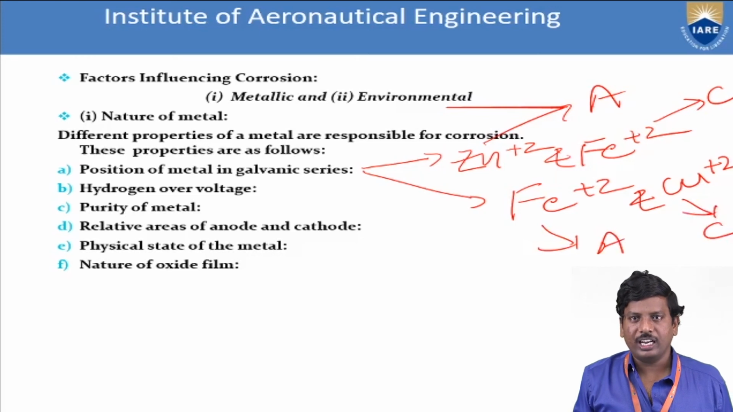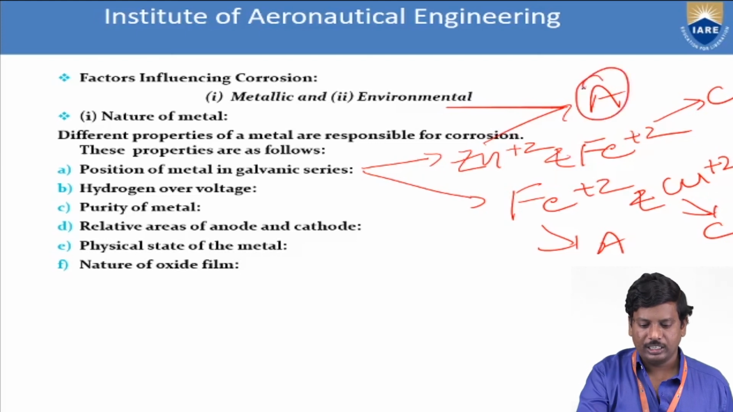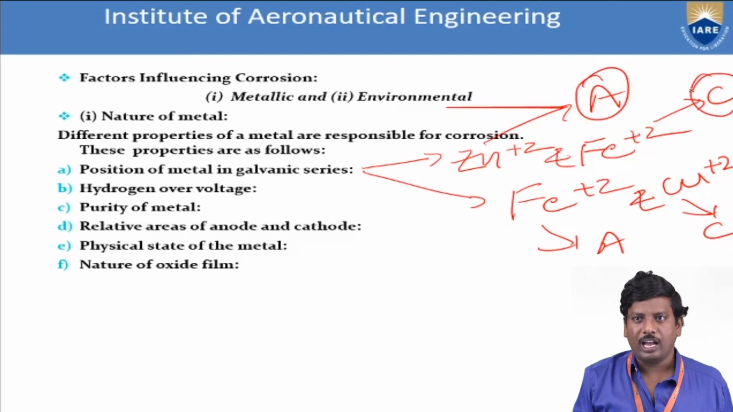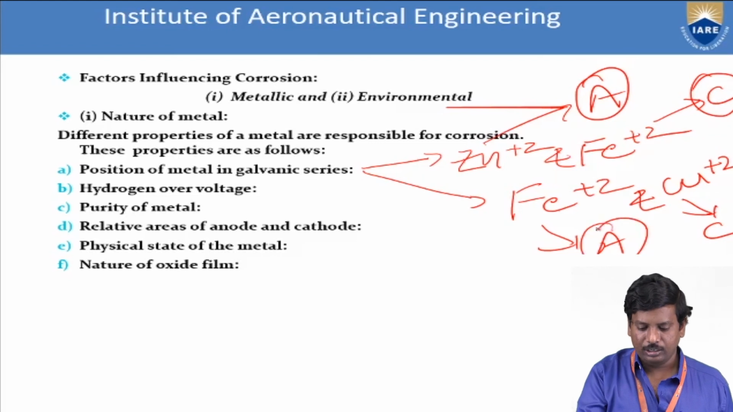So this mainly depends on the position of the metal in the galvanic series, which determines whether the metal acts as an anode or a cathode. In the first couple, zinc lies before iron in the galvanic series, so it acts as an anode and iron acts as a cathode. In the second couple, iron lies before copper, so it acts as an anode and copper acts as a cathode.